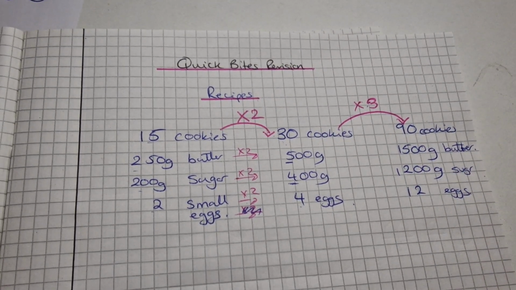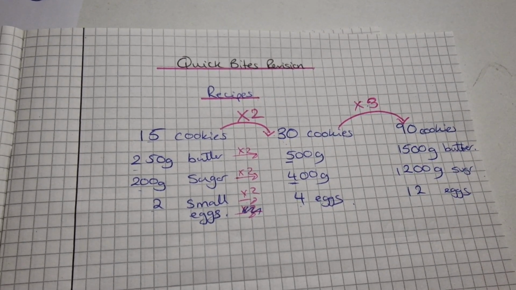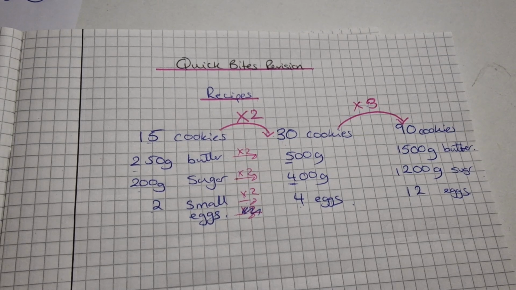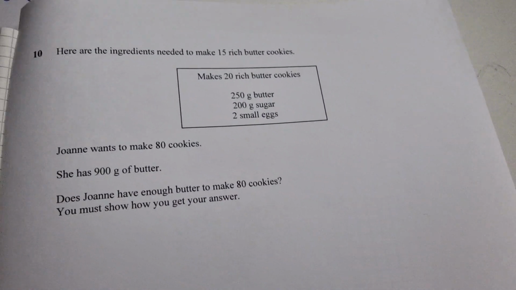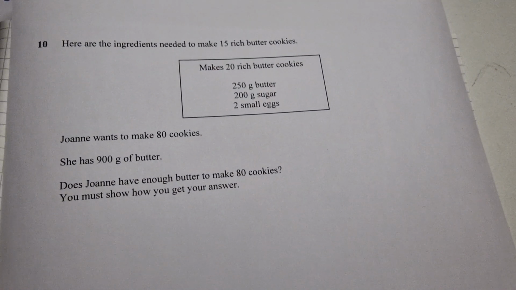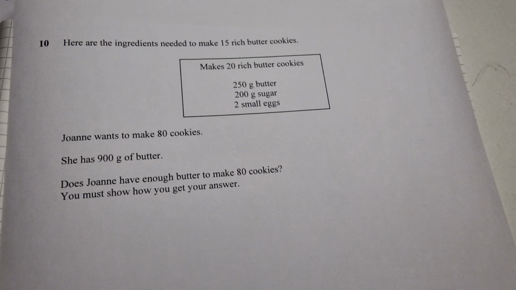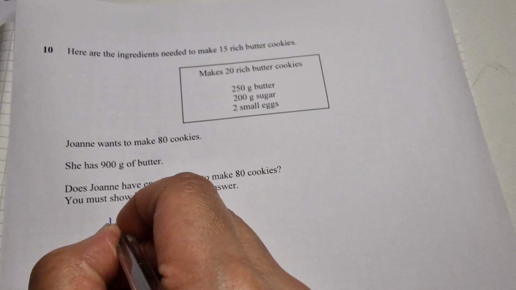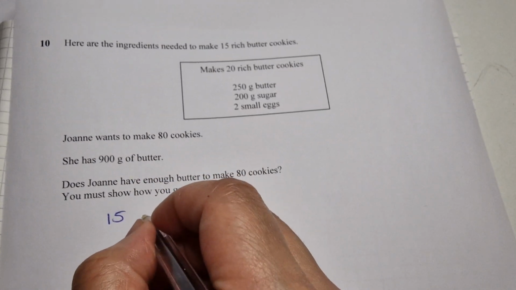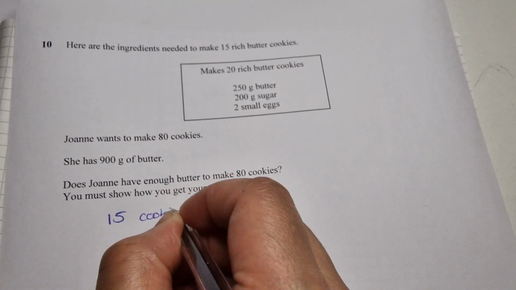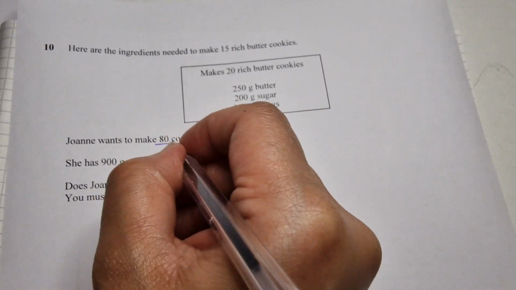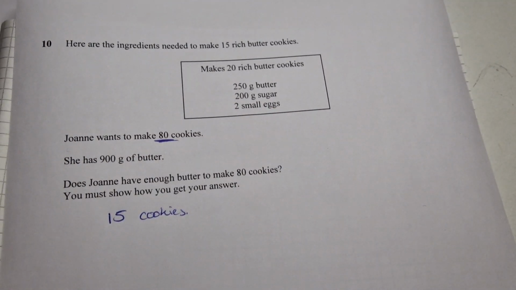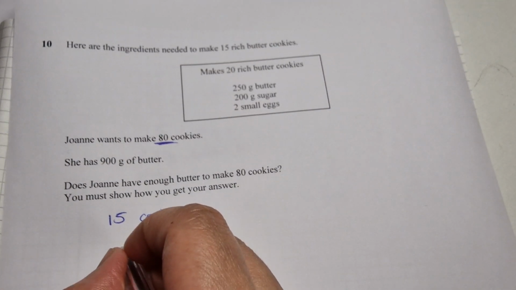Okay, let's have another question. Here we go. Pause the video and have a go. Okay, so here are the ingredients needed to make 15 rich butter cookies. So the same ingredients. So 15 butter cookies. Joanne wants to make 80 cookies. So she has 900 grams of butter.